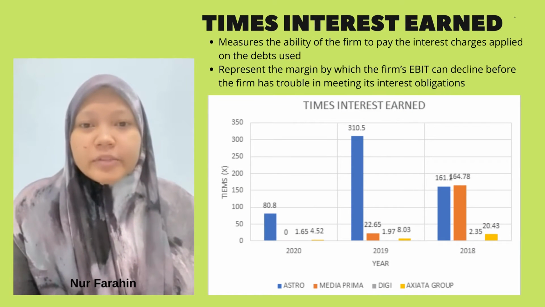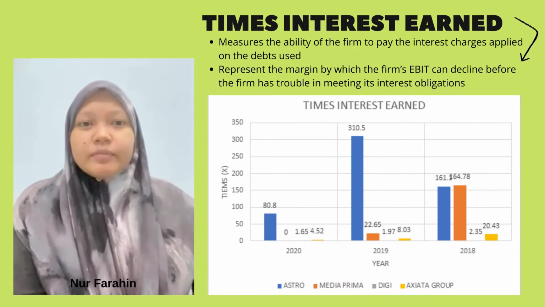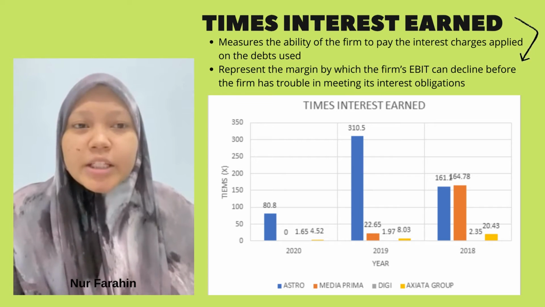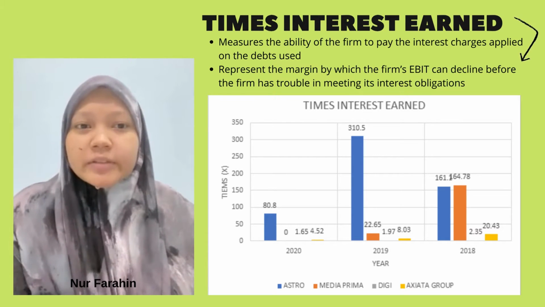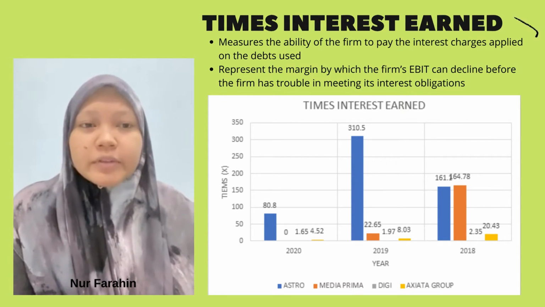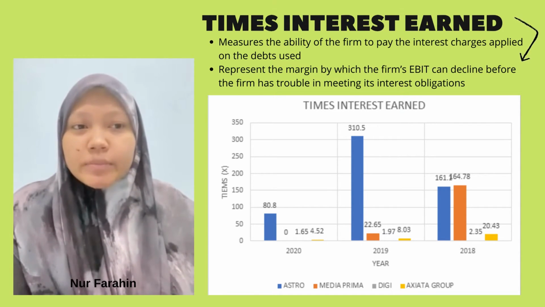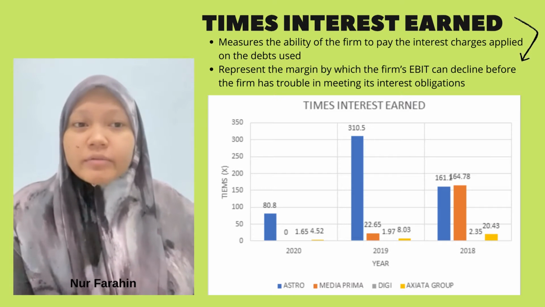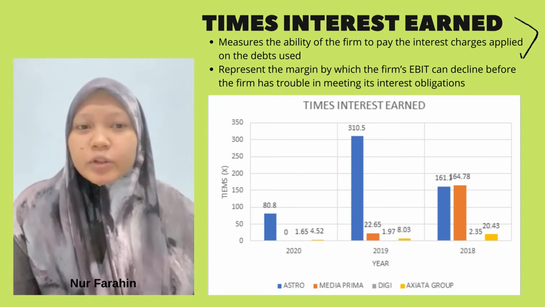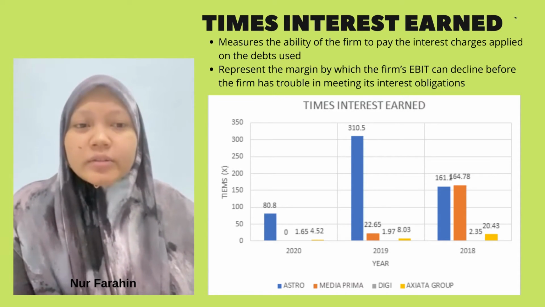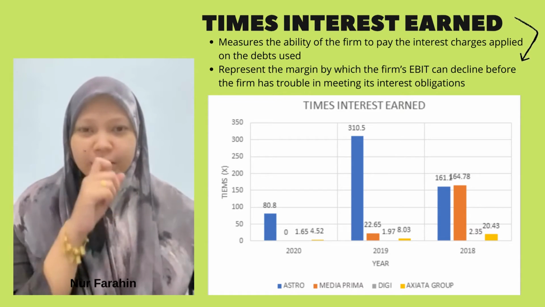Next is times interest earned, or TIE. TIE is to measure the ability of the firm to pay the interest charges applied on the debts used. It represents the margin by which the firm's EBIT can decline before the firm has trouble in meeting its interest obligations. A higher ratio is desirable as it indicates a higher margin of safety.